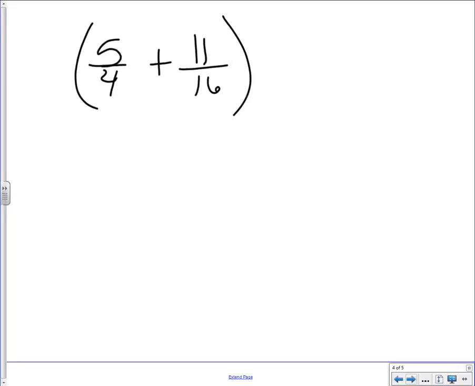The next problem I have is parentheses 5 over 4 plus 11 over 16. This is not squared, it's not raised to any exponent powers. It's just telling you to still follow the order of operations. Follow these every time we look at a problem. And this time we're going to add 2 fractions together, so this is really not anything new.